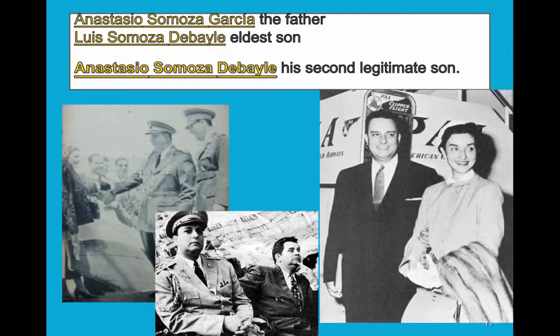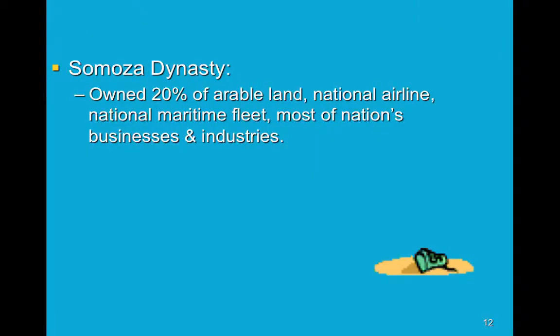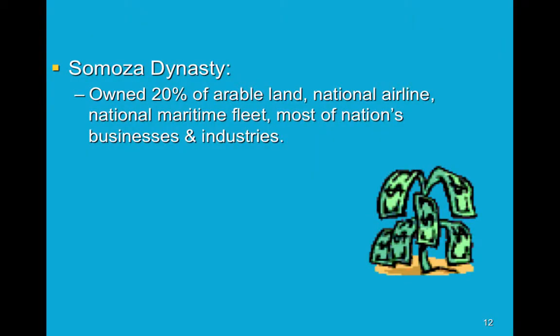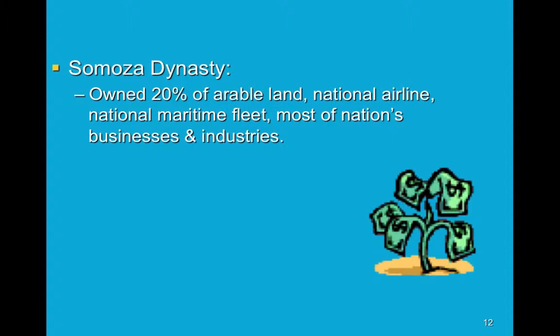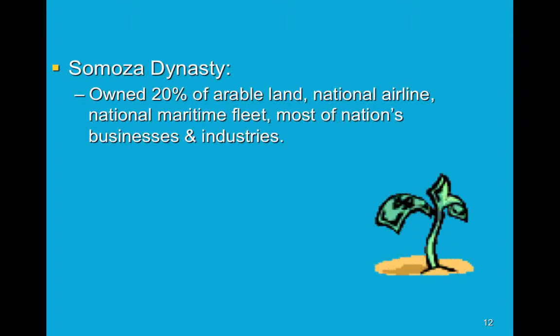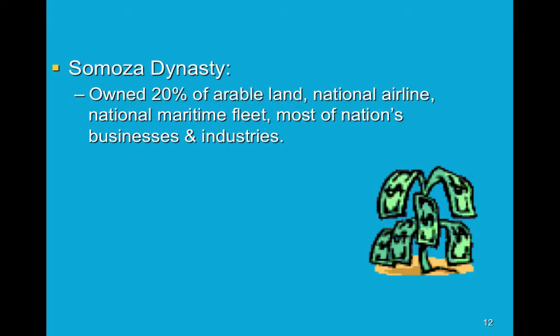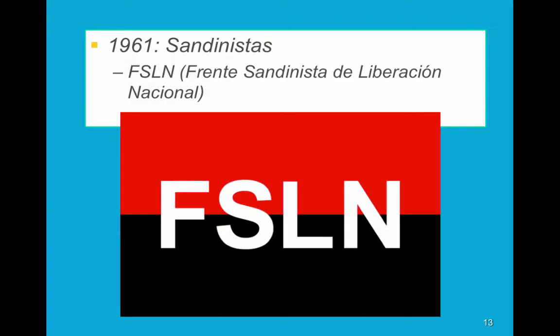The father, Anastasio Somoza, the son, Luis Somoza, the other son, Anastasio Somoza Debayle, a different name there. So they're a family dictatorship, right? The Somozas. Well, as a dictatorship, dictatorships are bad, but especially if you're evil and maniacal. The Somozas, they own 20% of the arable land. They own the national airline. They own the National Maritime Fleet. They own most of the nation's businesses and industries. I must apologize real quick. I shouldn't say they were evil and maniacal. They were a dictatorship. All right, so they own much of Nicaragua.